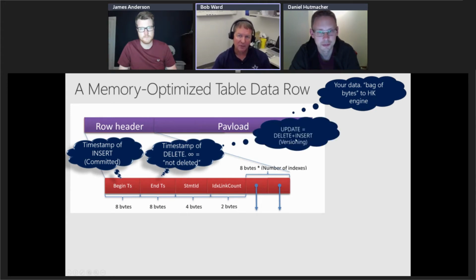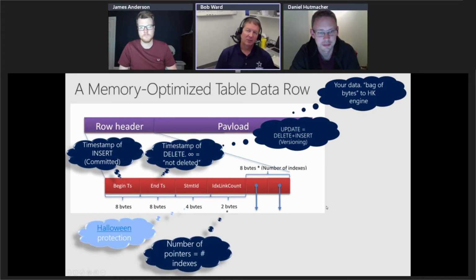So updates are deletes plus inserts. That's how we do versioning. So when you do an update statement, we're going to mark a row deleted with this timestamp and insert a new row with a beginning timestamp and not an end timestamp. That's how we do versioning. The statement ID is used for Halloween protection. You can go read about Halloween protection. It's a kind of a separate topic, but we need that to avoid those problems.